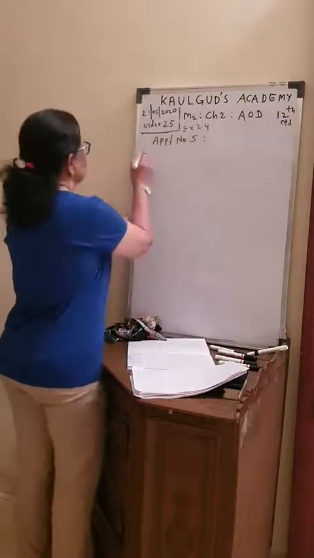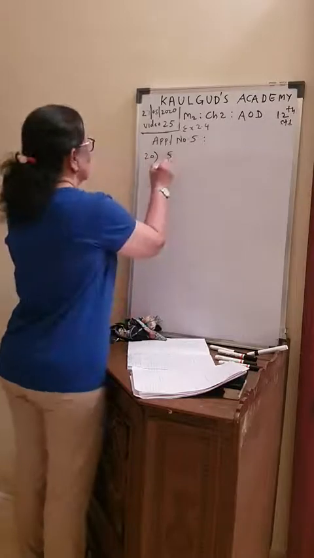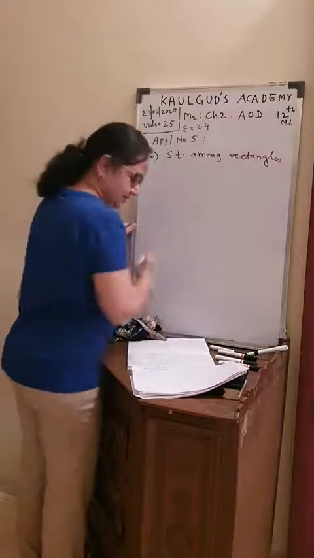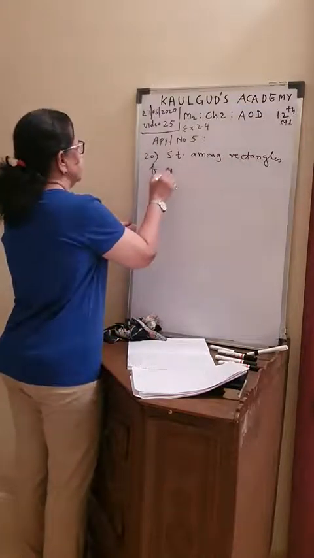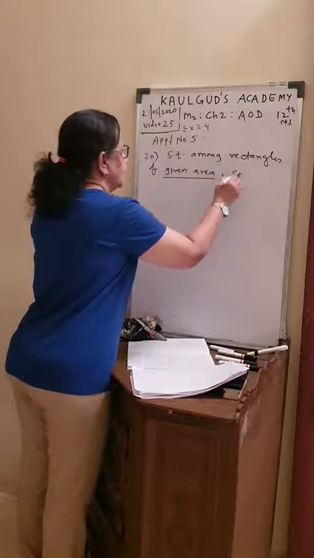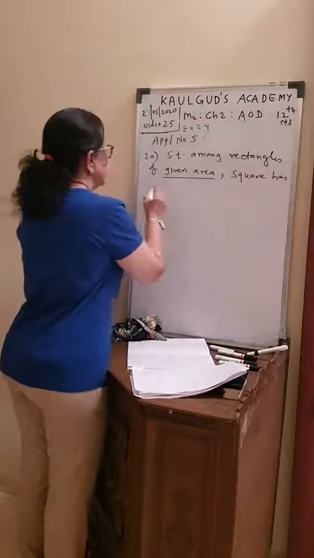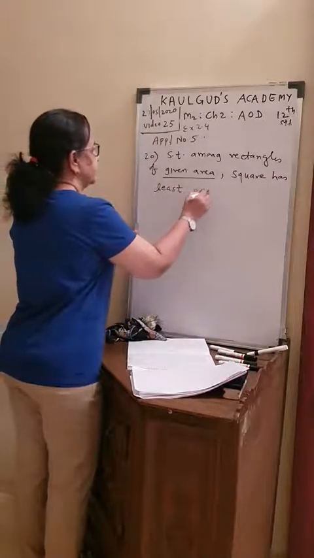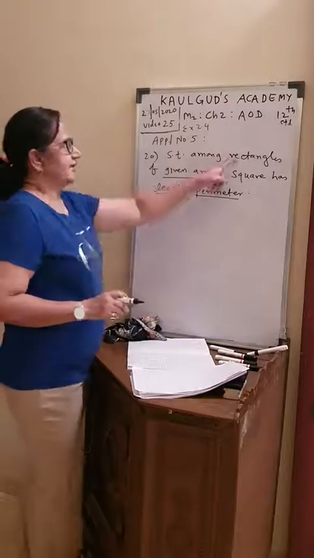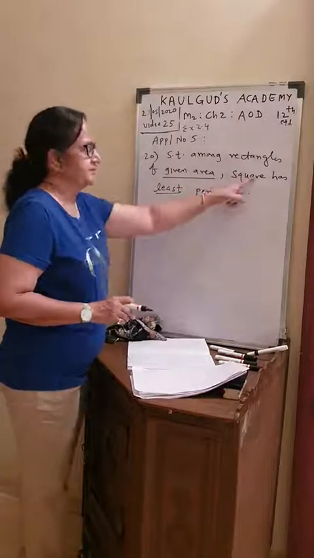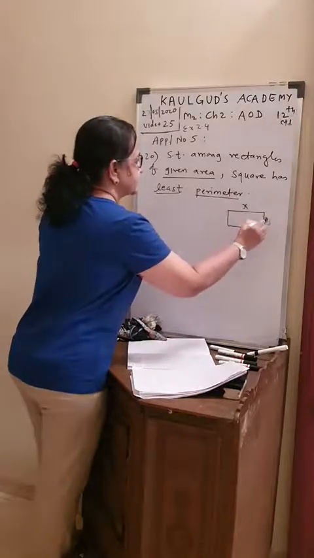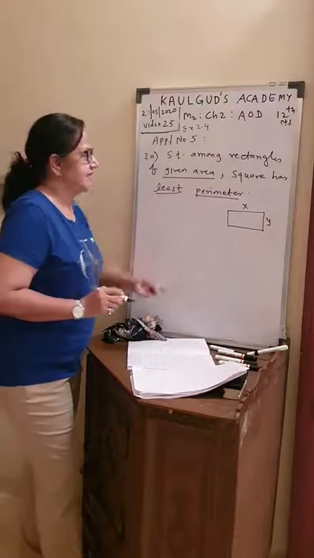Let me do one more here. Number 20. Show that among rectangles of given area, I underline this word, given area, square has least perimeter. So the rectangle with the smallest perimeter, minimum perimeter, becomes a square. That's the meaning. So supposing now a rectangle, we'll assume sides are x and y. You can write it, let length be equal to x and breadth equal to y.